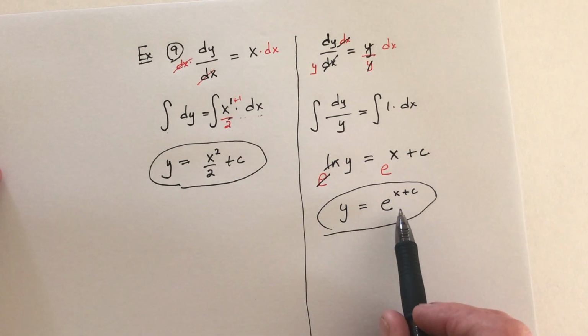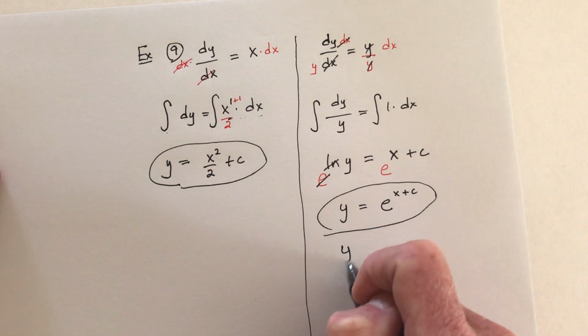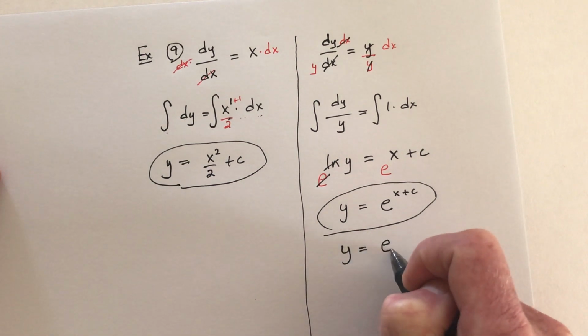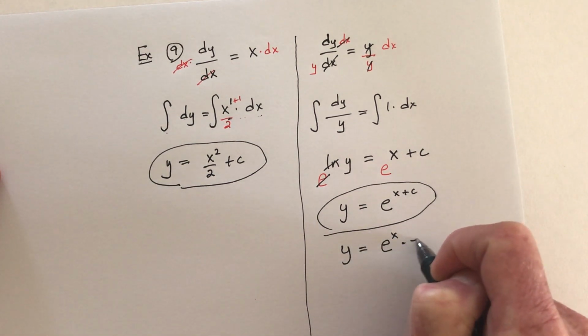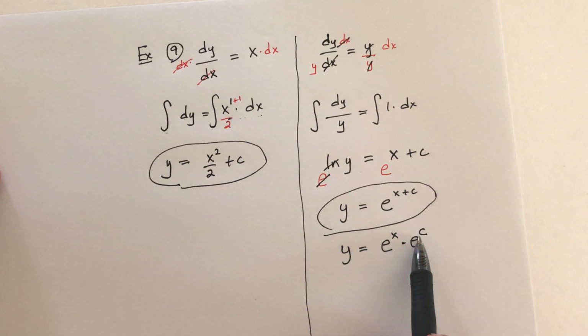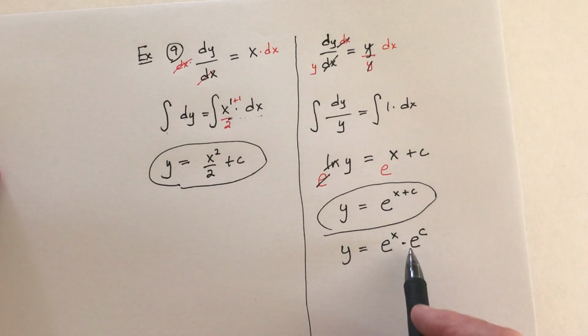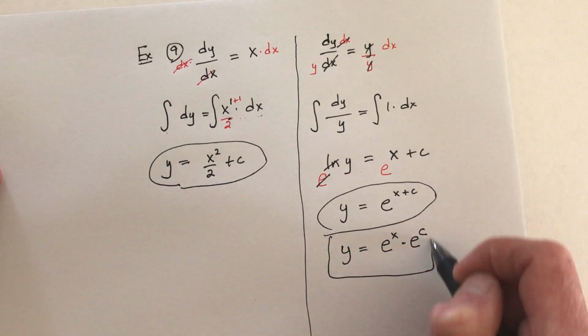All right, so we're done with that one. One other note is you can use the rules from algebra to rewrite this one as e to the x times e to the c, because when you multiply, that means that you add the exponents. So you could leave the answer like this. You could also put the answer like this.